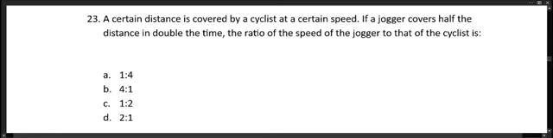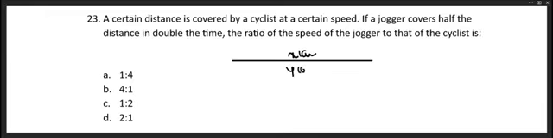A certain distance is covered by a cyclist at a certain speed. Let's say the cyclist is covering x kilometers at y kilometers per hour speed. If a jogger covers half the distance, so the jogger is basically covering half the distance covered by the cyclist, then the distance covered by the jogger will be x by 2 in double the time.